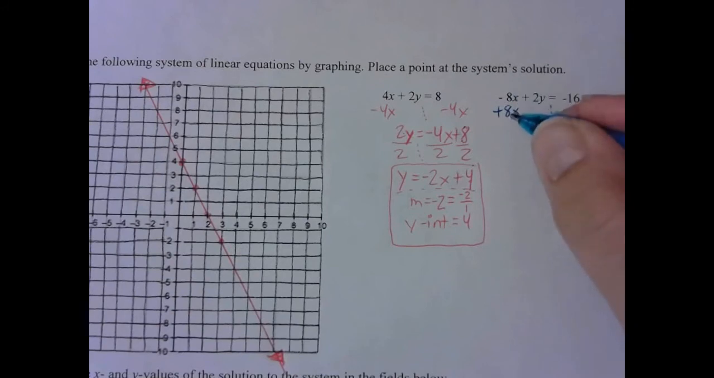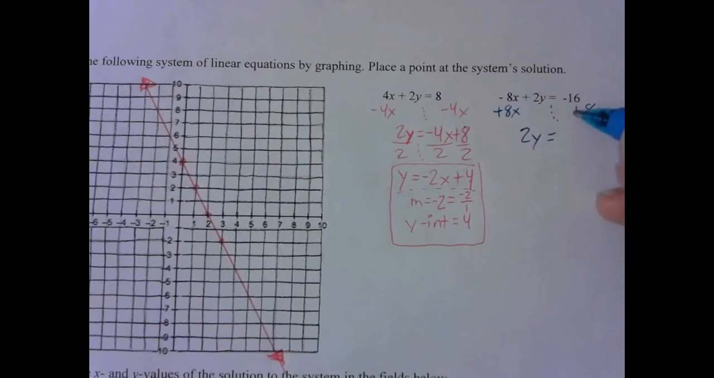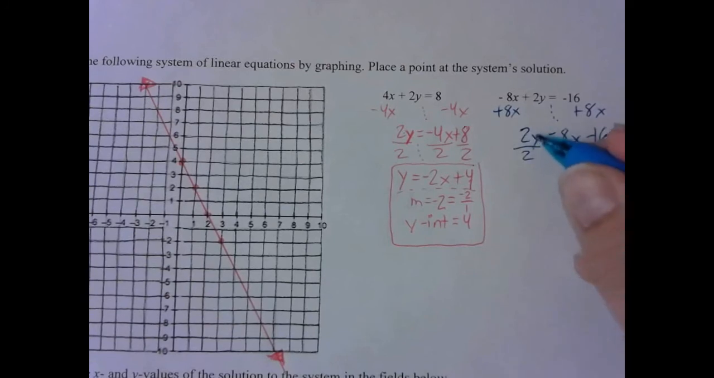So on the left, negative 8x plus 8x, that's 0. We just have 2y on the left. Do not combine negative 16 and 8x. They are not like terms. So we end up with 8x minus 16 on the right. All right, we still have this 2 times y. So to get y by itself, we need to divide everything by 2, because that's the inverse operation of multiplication. So 2y over 2 is just y. 8x divided by 2 is 4x. And negative 16 divided by 2 is negative 8. Yay! We have our lovely equation.